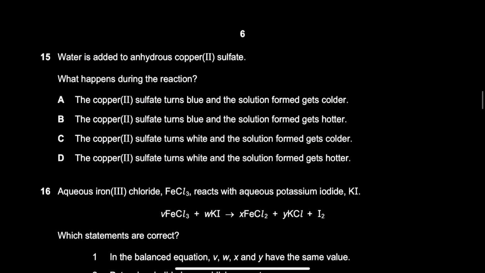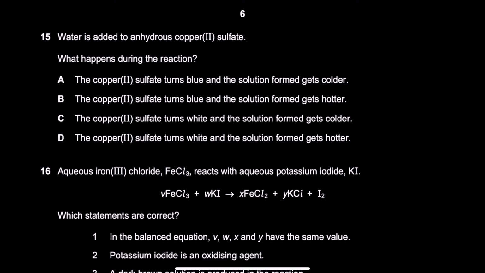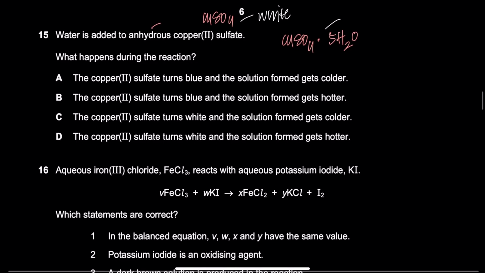Water is added to anhydrous copper sulfate. Anhydrous means it has no water molecules. It's just simple copper sulfate, and we know that anhydrous copper sulfate is white, right? And when water is added to it, it forms a salt, but it also has these 5 water molecules attached to it, which we call water of crystallization. And this was a test for water, because anhydrous copper sulfate is white, and copper sulfate, which has the water molecules attached to it, becomes blue, right? So the copper sulfate will turn blue, therefore C and D is wrong.